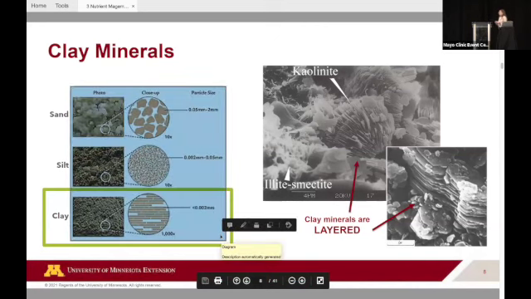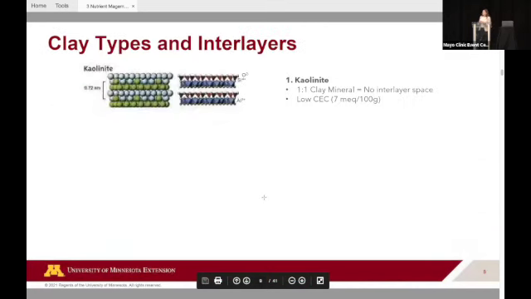So the first type of mineral that I want to cover is kaolinite. Kaolinite doesn't have much interlayer space. It's a 1-to-1 mineral, so you can think of it kind of like sand properties, kind of clays that you would find in sandier soils. They have a low CEC and they don't bind anything in their interlayer space. And when I say interlayer space, I mean this space right here. So there's nothing to bind there. They stack on top of each other.